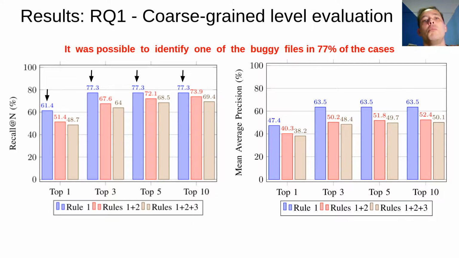For instance, we successfully identified buggy classes with recall varying from 61 to 77%, considering the top 1, 3, 5, and 10 suspicious bug files identified and ranked by our approach when considering the application of rule 1. Precision ranged from 47 to 63% in the same configuration.